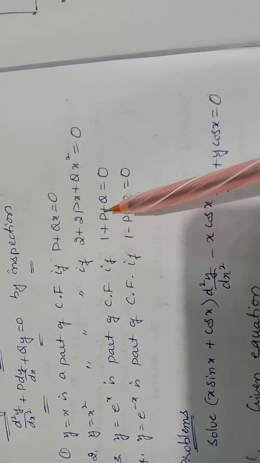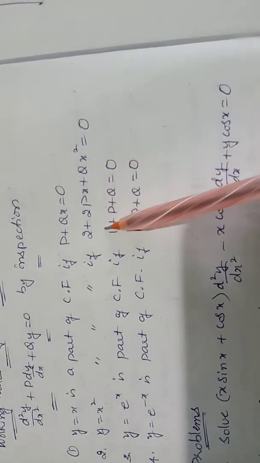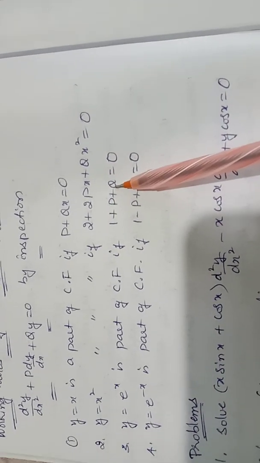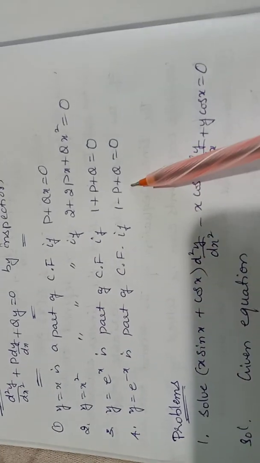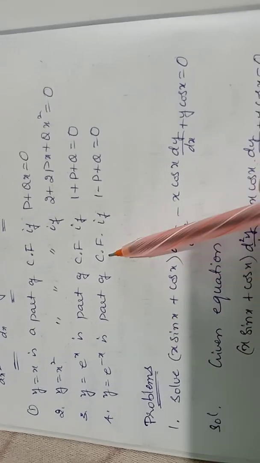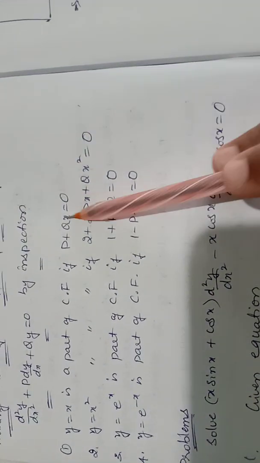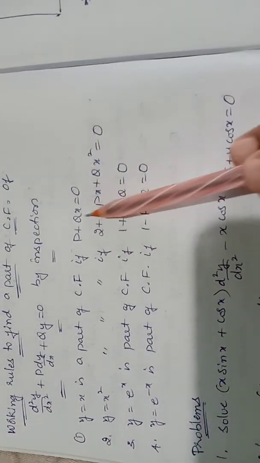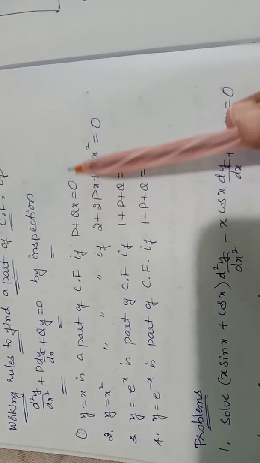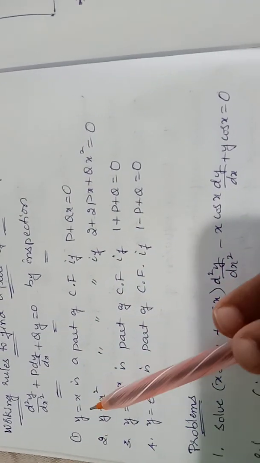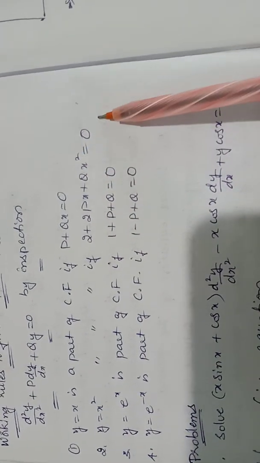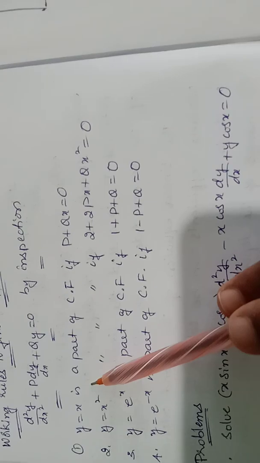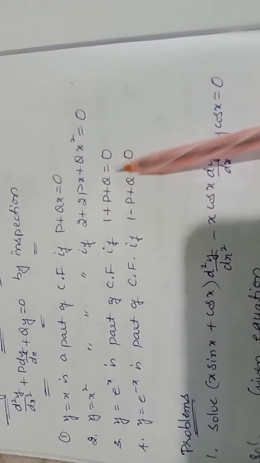If we get 1 plus p plus q equal to 0, then we will take y equal to e power x as a solution. If 1 minus p plus q equal to 0, then we will take y equal to e power minus x as a solution. We need to remember all these formulas. If p plus q x equal to 0, then y equal to x is a solution. If 2 plus 2px plus qx square equal to 0, then y equal to x square is a solution. We need to remember this.